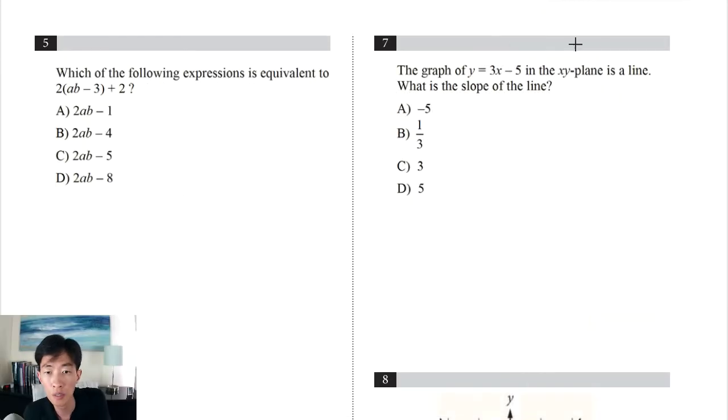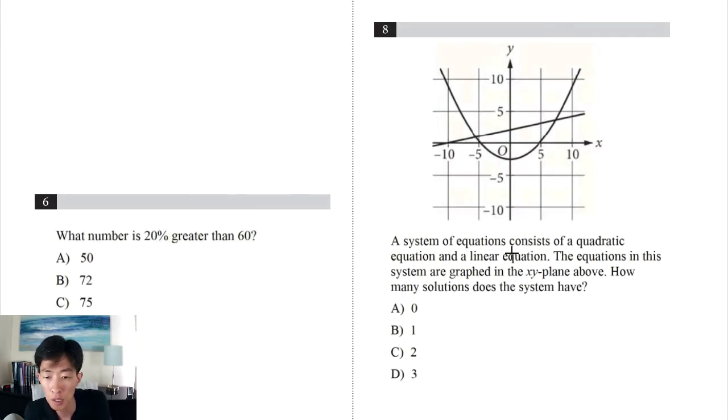Question 7. The graph of y equals 3x minus 5 is a line. What is the slope of the line? So really, you have to look at it, and if you recognize that in y equals mx plus b, m is always going to be the slope. That's +3, and that's the answer.